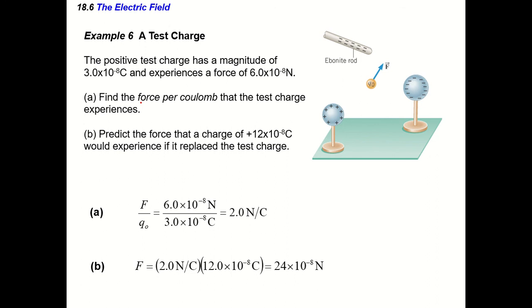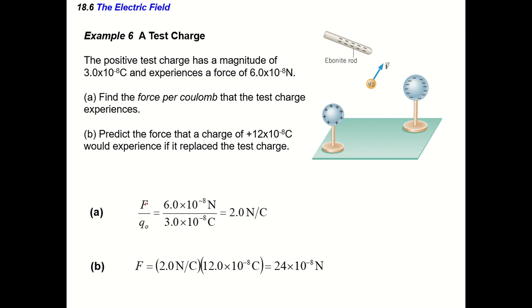So find, letter A, find the force per coulomb that the test charge experiences. Then predict the force that a charge of this much, 12 times 10 to the minus 8 coulomb, would experience if it replaced the test charge. Okay, so here's the solution.